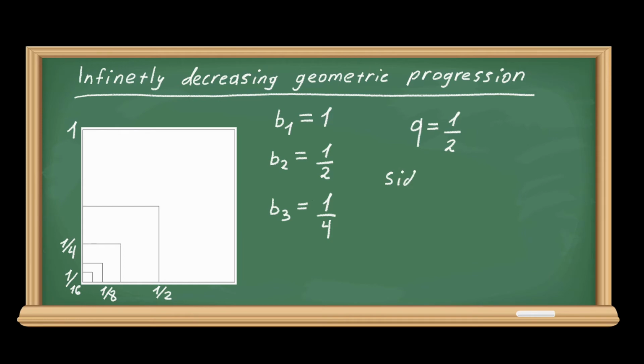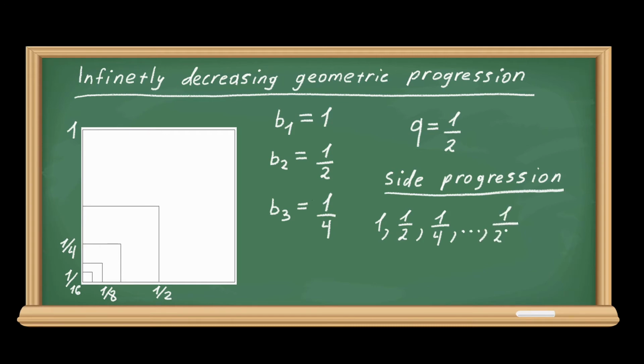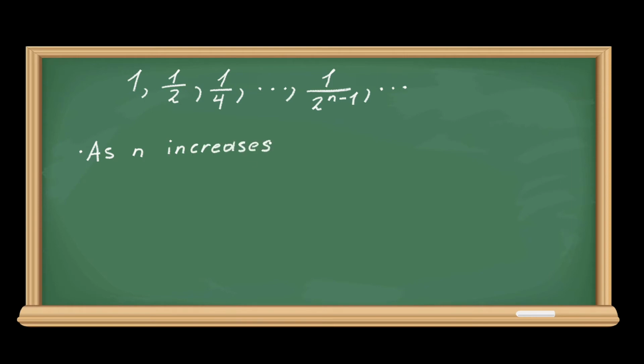Now we can write the side progression in the proper format. The side progression will be 1, followed by 1/2, followed by 1/4, and so on. And the rule for this progression is (1/2) to the power of n minus 1. The example of the squares was an infinitely decreasing geometric progression. The example has shown us the key characteristics of infinitely decreasing geometric progressions, which are: as n increases, the value of the nth term becomes closer to 0.